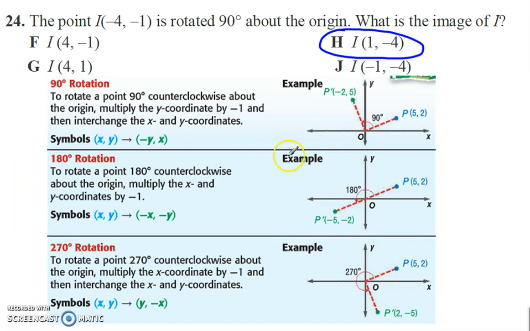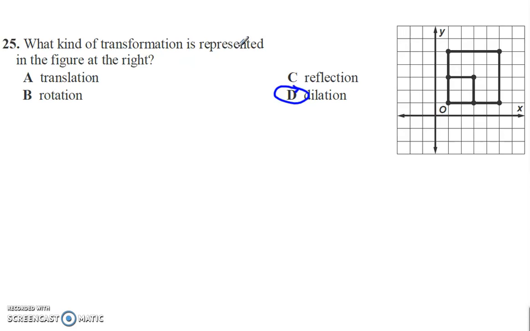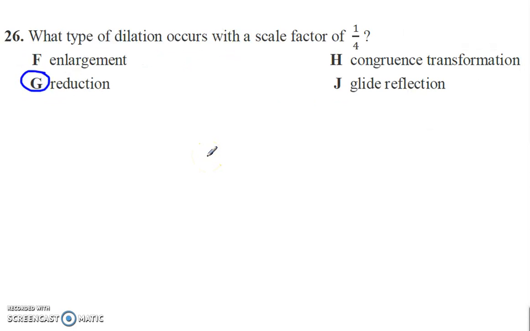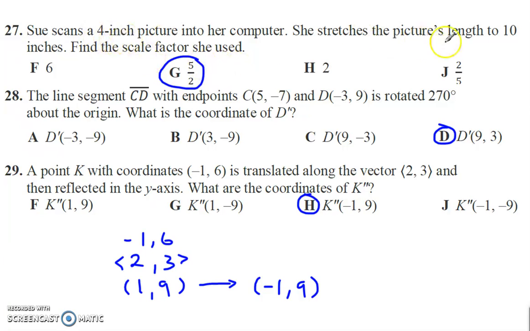Okay, here's a little reminder of how this works. The rotations, about 90, we make y negative and then flip the two coordinates. 180, so through the origin, we just change the signs on both of them. And then 270, we make x negative and flip the two. Okay, so this one's h. This is obvious, a dilation. This one's also obvious. If we multiply by a fourth, it's going to be smaller, so a reduction. To get 4 inches to be 10, you have to multiply by 5 and divide by 2.